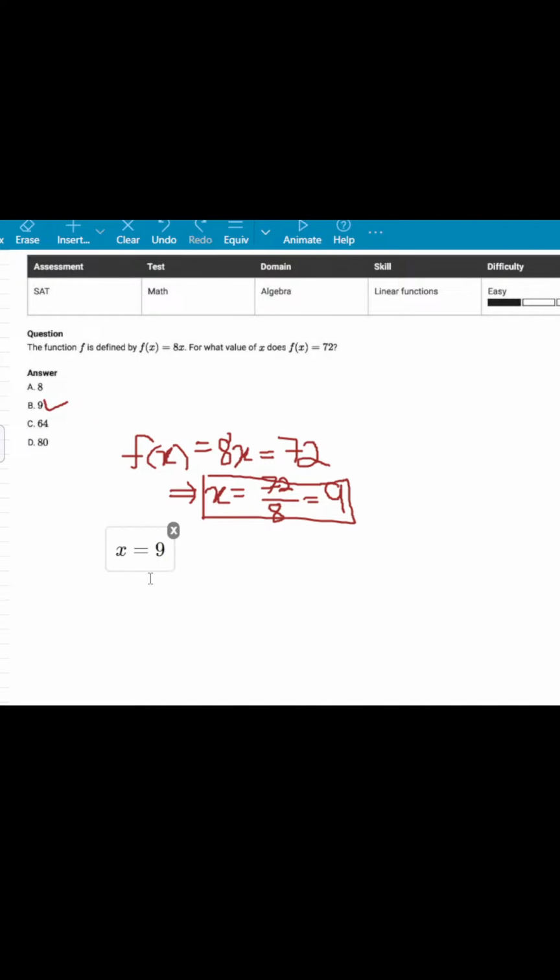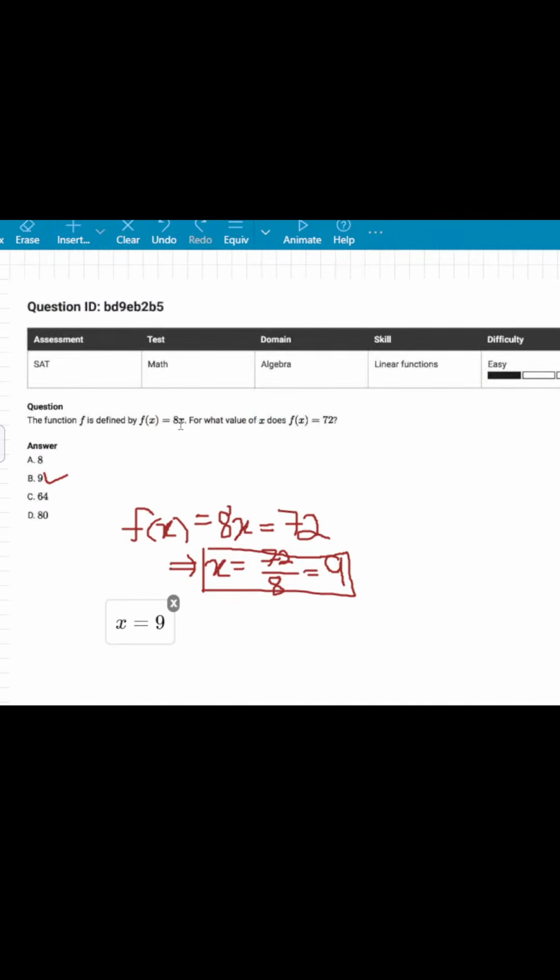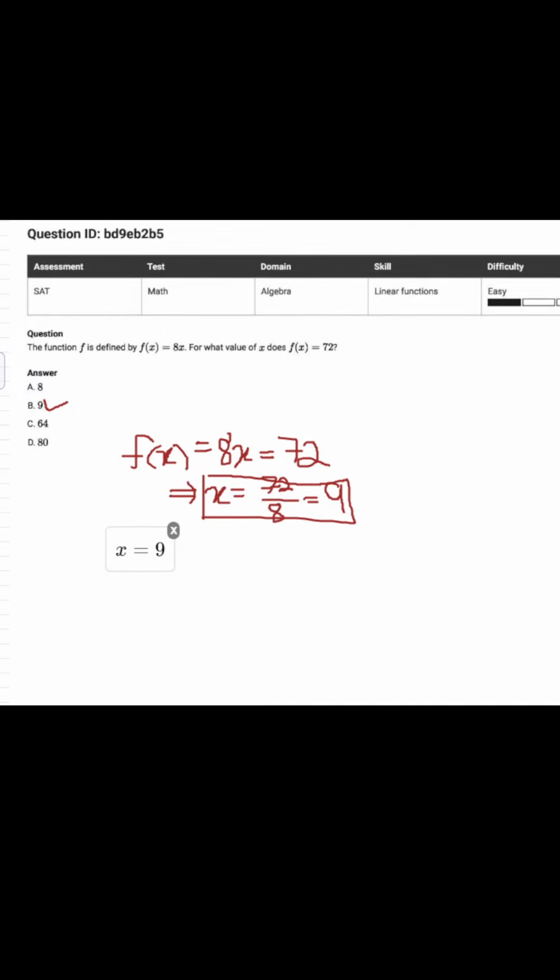Okay, so this question is done. It is a very straightforward question. You just have to solve this linear equation and get the value of x. Now let us go to the next one.